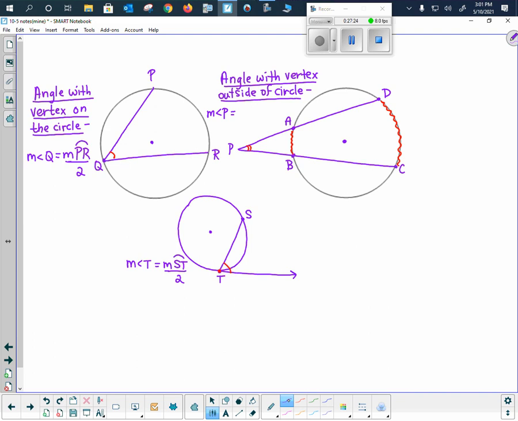And so here's the measurement. The measure of angle P is going to equal the measure of arc CD, the bigger one, minus the measure of arc AB, the smaller one, all over 2. Okay.